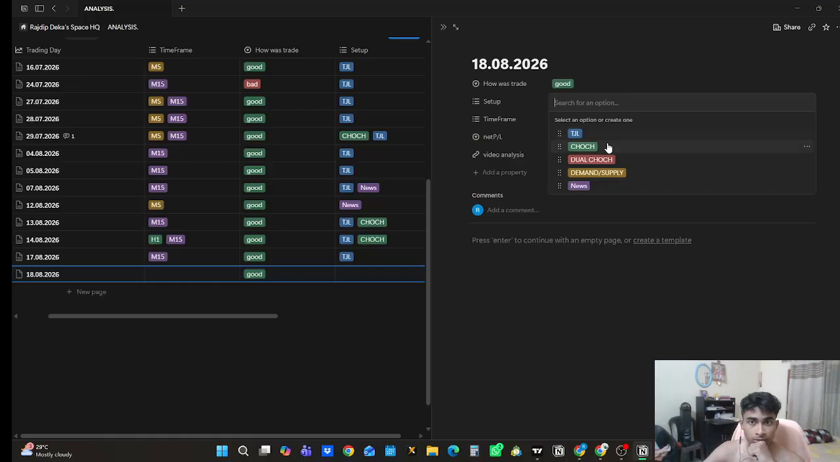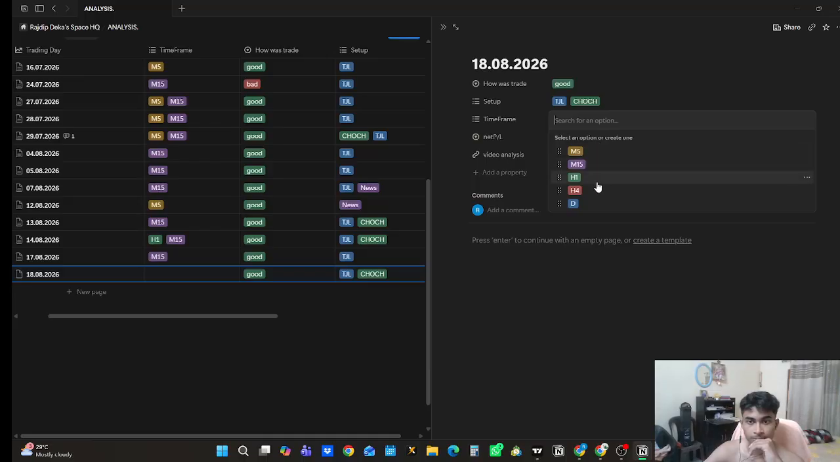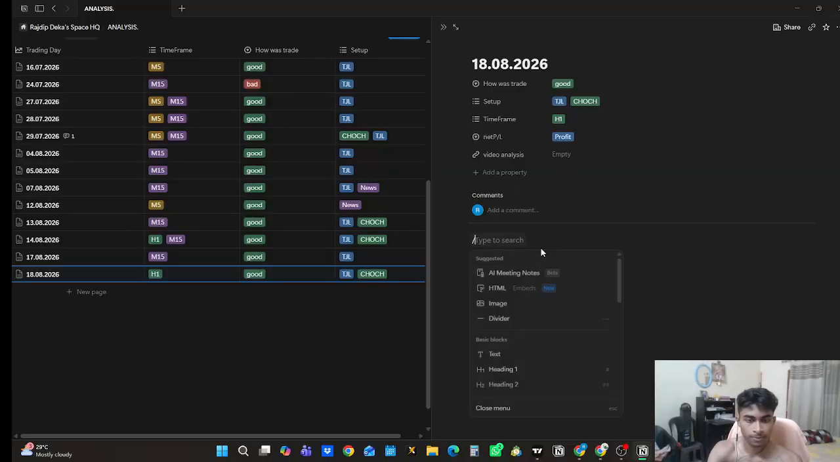Setup was a change of character, maybe. What was it? Oh, it was hourly, and we took the entry on change of character. On change of character, so it was time frame hourly, and there's no M1, but still it was hourly. Net PNL is profit. I'll do it. So okay.